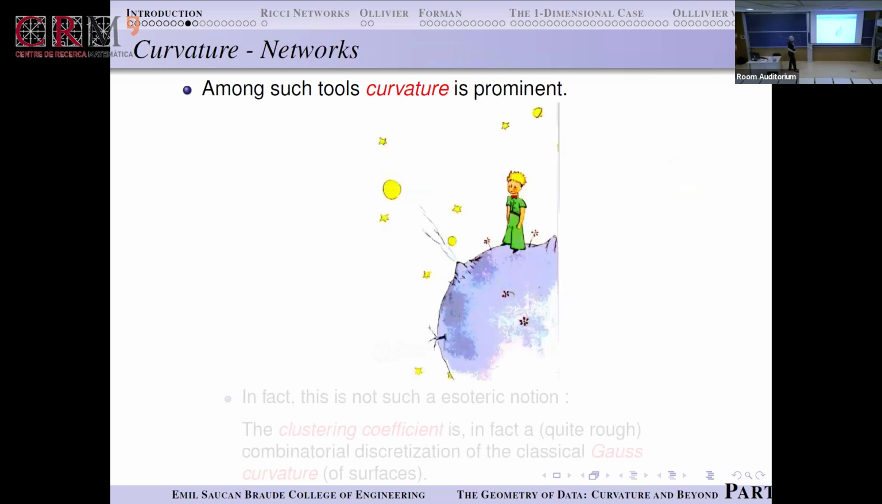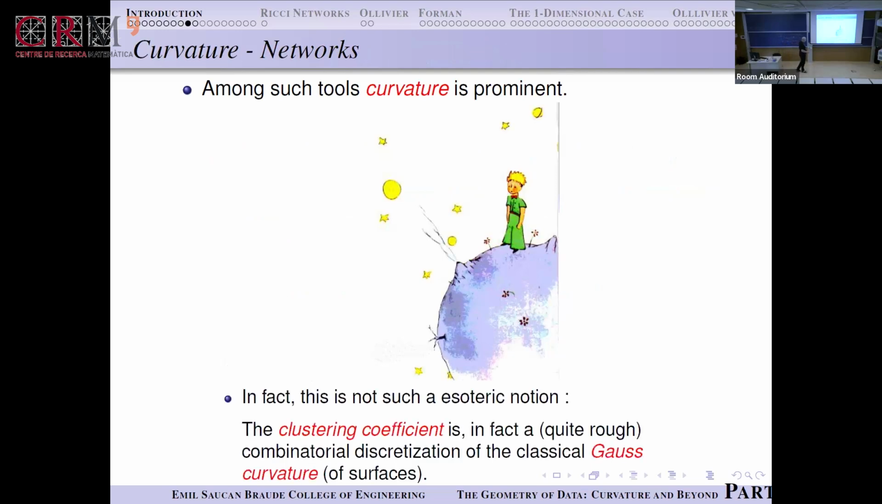Among these geometric methods, curvature is the most famous, the most used. Why? Well, it's intuitive. You don't have to be a mathematician to understand that this planet is more curved than ours, and it's not so esoteric. Actually, people were talking about curvature a long time ago in combinatorics. The clustering coefficient is nothing but a combinatorial version of Gaussian curvature.